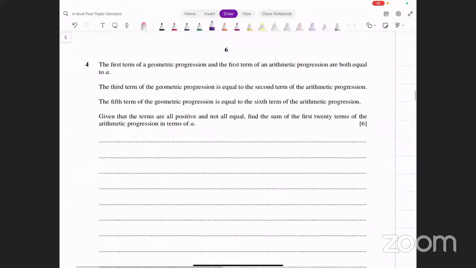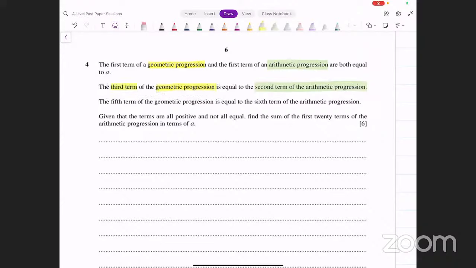The first term of a GP and the first term of an AP are both equal to A. Okay, so we've got a GP here and we've got an AP. ये दो different आपके पास sequences आ रहे हैं. The third term of the GP is equal to the second term of the AP.